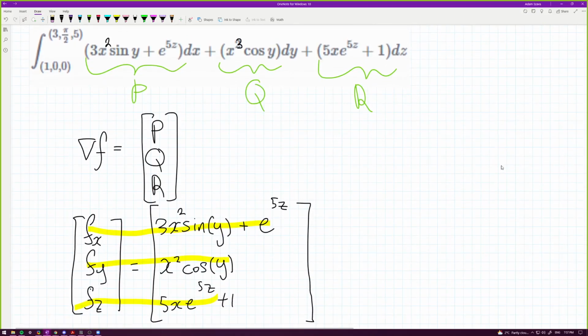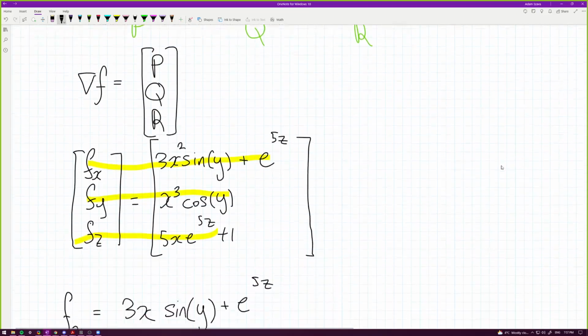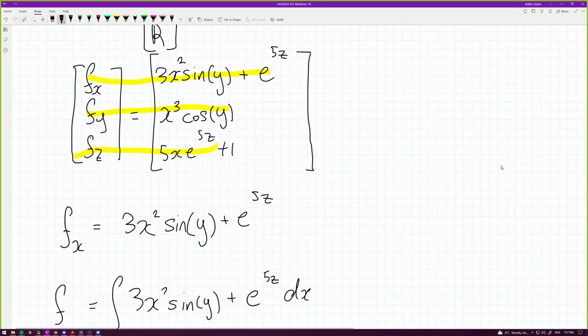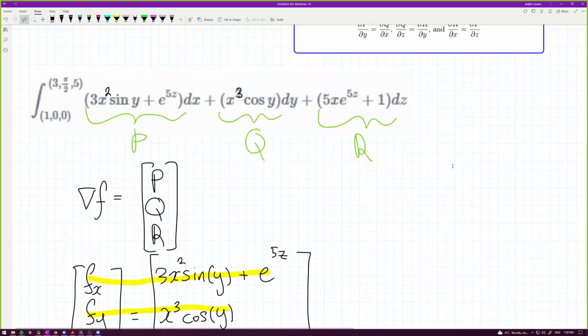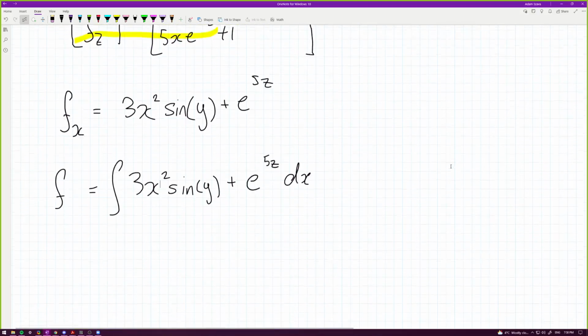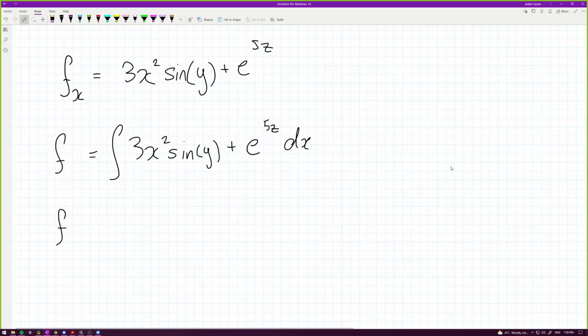So that is important to change. So let's see if that works. So it should be a square, that should be squared. Okay. Make sure that I got that right. Squared, and it's cubed. Okay. Integrate with respect to x. We get, well, that's a constant, that's a constant. So it's just going to be 3x cubed over 3 sine y plus e to the 5z x.